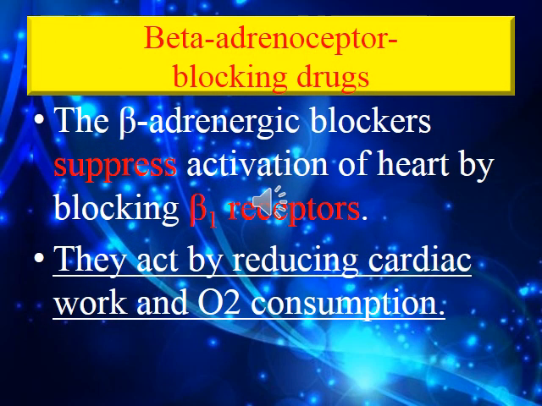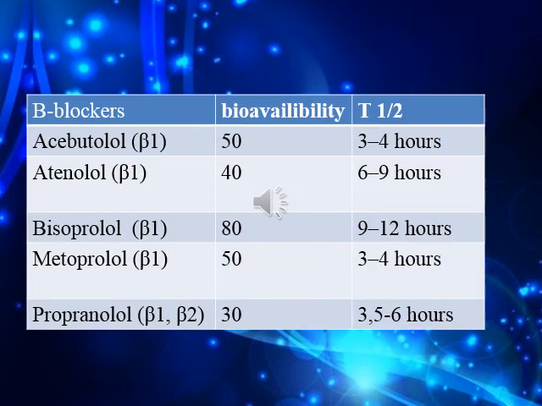Beta adrenoreceptor blocking drugs act by reducing cardiac work and oxygen consumption. Here you can see pharmacokinetic parameters of beta blockers. For example, atenolol, which is a cardioselective agent, can block beta-1 receptor selectively. Bioavailability of this drug is 40%, and half-life is 6 to 9 hours. And you can see pharmacokinetic parameters of other drugs.